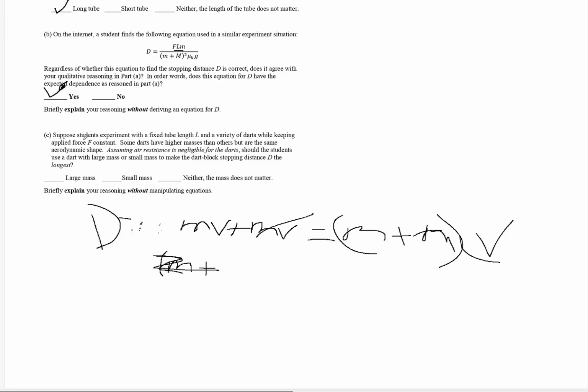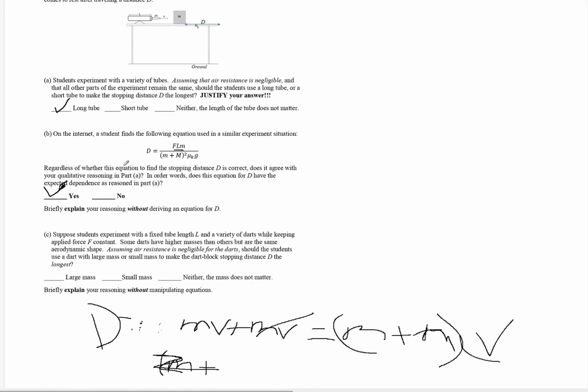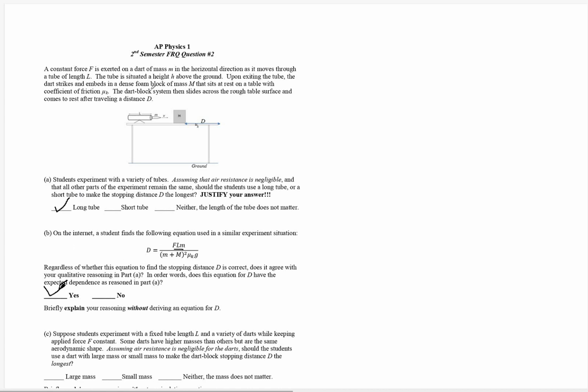All right. To add on to what I said about part B earlier, in the system, the mass of the block of foam stays the same. So the large M will stay the same, and the mass of the dart in part B will stay the same. Mu k, the coefficient of kinetic friction, will stay the same, and gravity will stay the same.